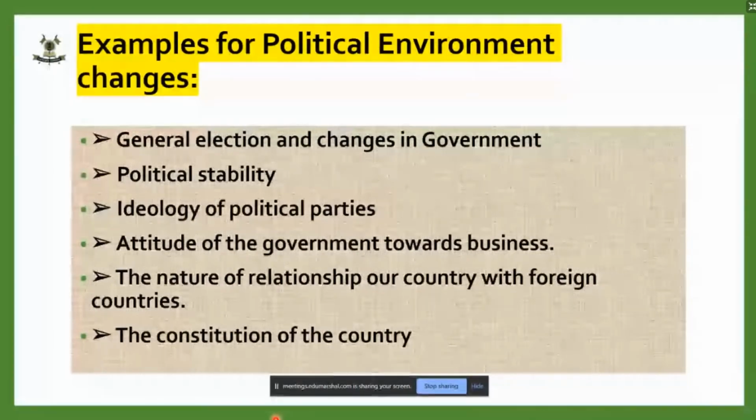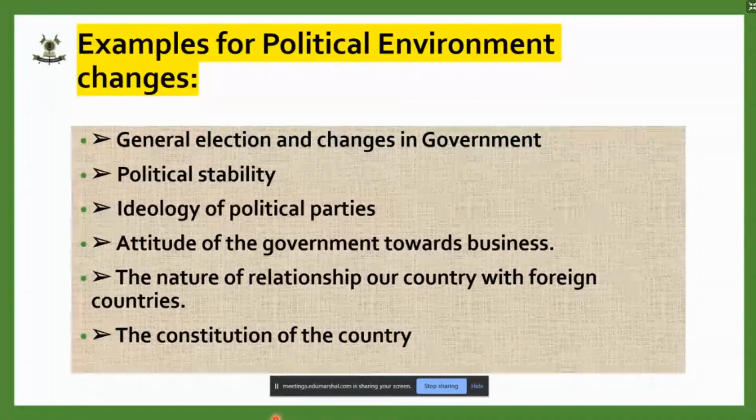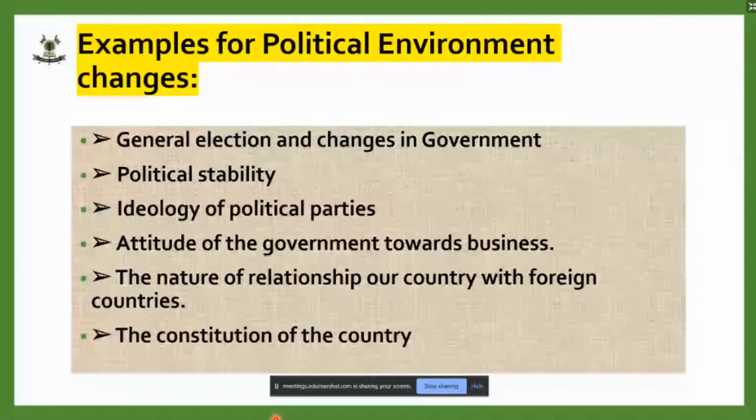They might not be favoring the public sector, they might be favoring the private sector. Their attitude towards the private sector or technologically driven business is more favorable. So when we say that the government is giving backing, it means the business is facing an opportunity from the government, from the political dimension. Then there is the nature of relationship of our country with foreign countries. You know this, as our Prime Minister Narendra Modi is going to different countries and talking about good relations with other countries. Because of that, our business might flourish.